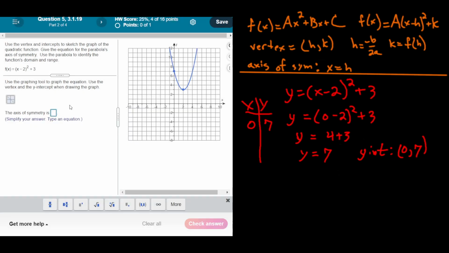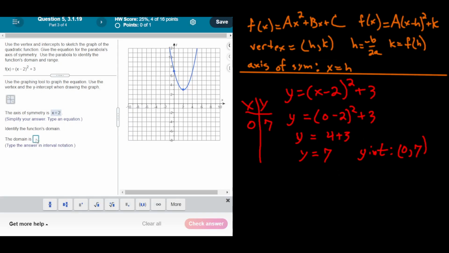It generates a nice little parabola for us. Axis of symmetry. Your axis of symmetry is always x equals whatever your h is. Your h is the opposite of this number here because of the formula. It's the opposite because we have a negative in the formula. So it's the opposite of this, which is 2.